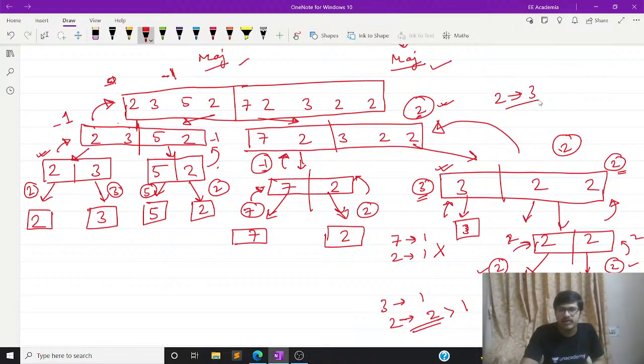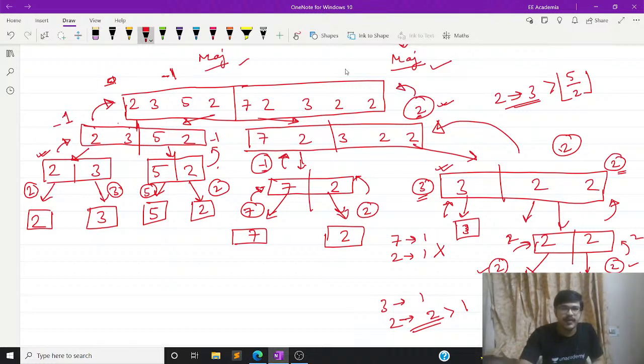So you see that the frequency of 2 is 3, which is greater than 5 by 2, that is 2.5, half the size of the array. So you can simply say that 2 is in fact the majority element in my array, right? So the left half returns 2 now. Now the right half. The left half has -1, right half has 2.